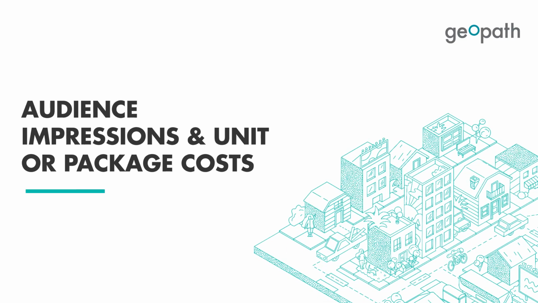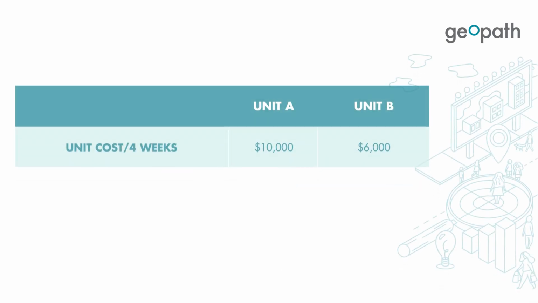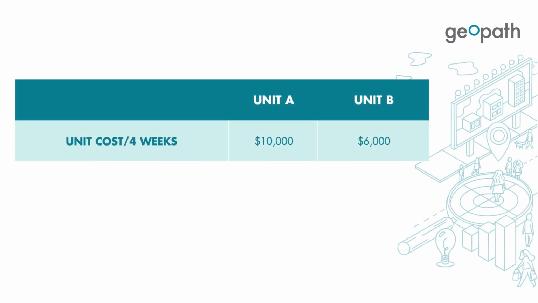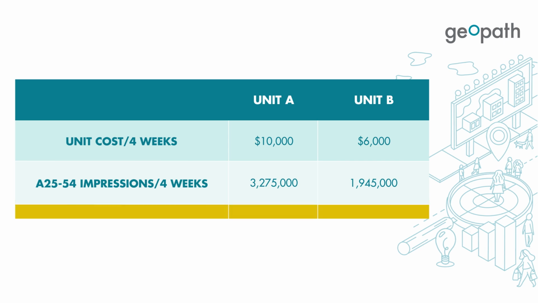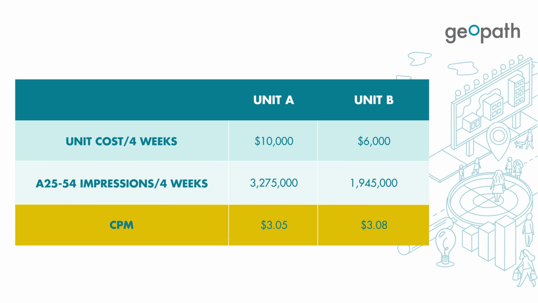CPMs allow us to easily compare the value of units based on two variables, audience and cost. If Unit A, for example, is $10,000 and Unit B is $6,000, which one should the advertiser purchase? First, let's add in the impression value for adults aged 25 to 54. Unit A does have higher impressions, but how does it compare based on efficiency? Let's calculate the CPM. When evaluating the CPM for this example, the higher cost unit is actually equal in efficiency because it delivers a lot of impressions.